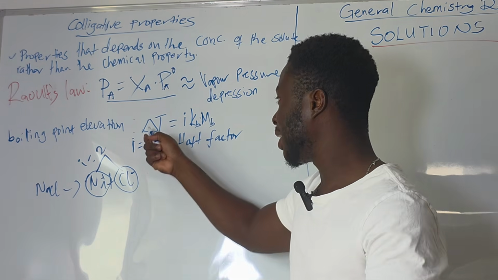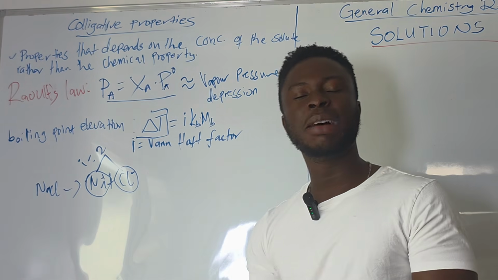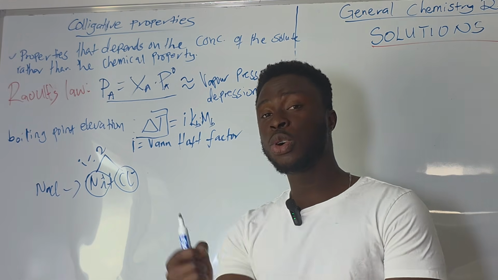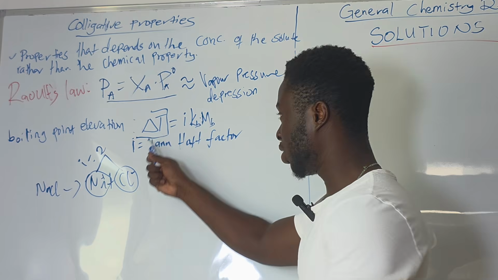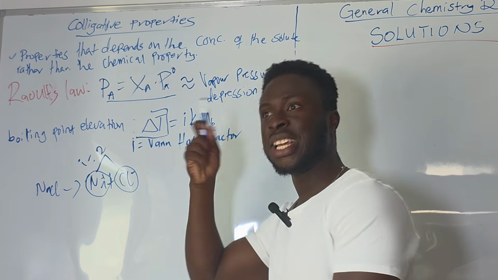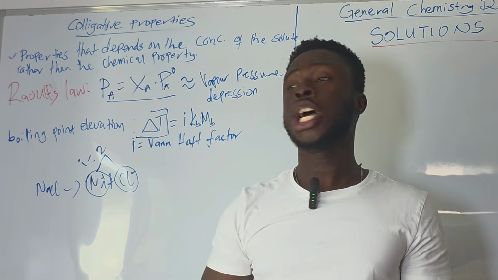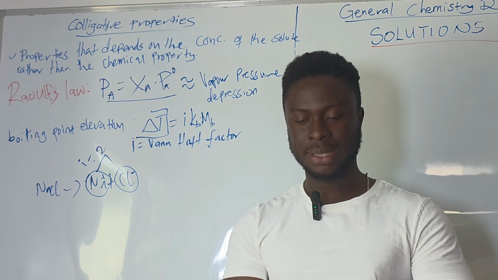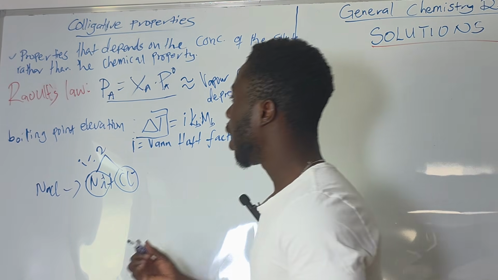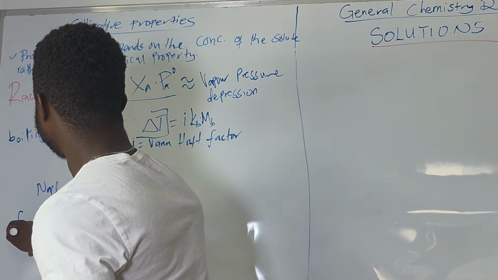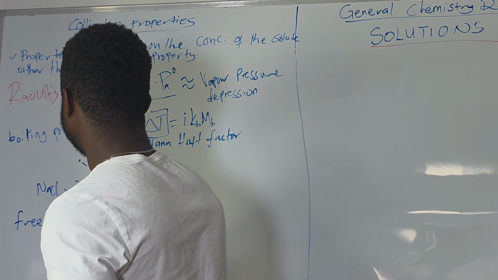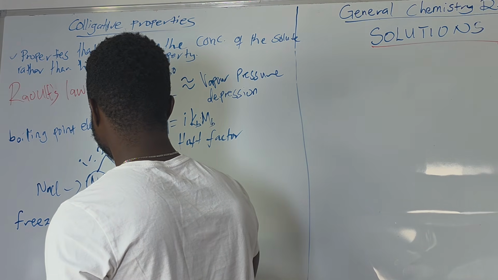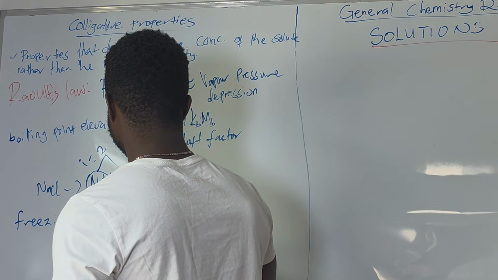Now, note that the temperature you calculate here is not the boiling point of the solution. It is just the temperature change. So if you want to find the actual boiling point, you just have to add this temperature change to the normal boiling point of the solvent in order to get the final boiling point. And then we have freezing point, the freezing point depression, right?